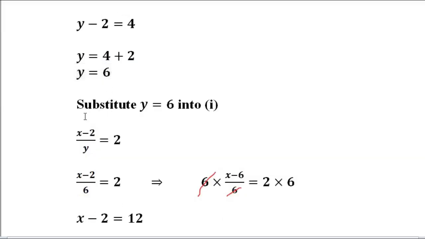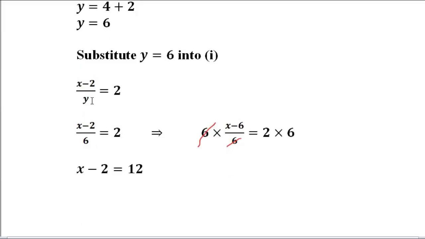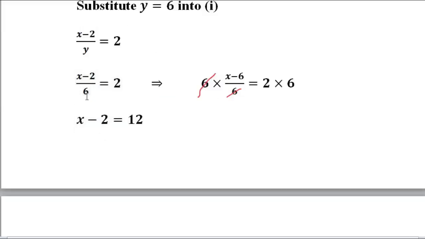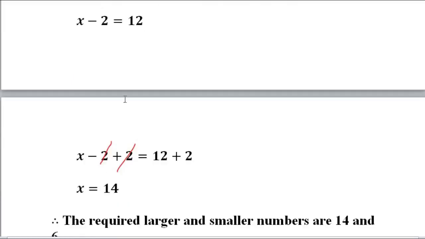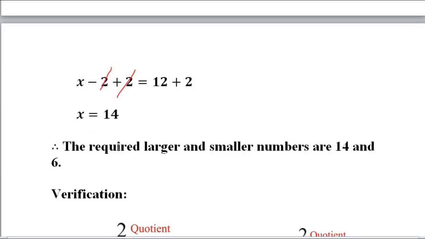To find x, let's substitute y equals 6 into equation 1. Equation 1, (x minus 2) upon y equals 2, becomes (x minus 2) upon 6 equals 2. Since we are finding the value of x, I will eliminate 6 from the left side and multiply both sides by 6. We get x minus 2 equals 6 times 2, 12. Next, I'll add 2 to both sides to eliminate negative 2 from the left side. We get x equals 14.